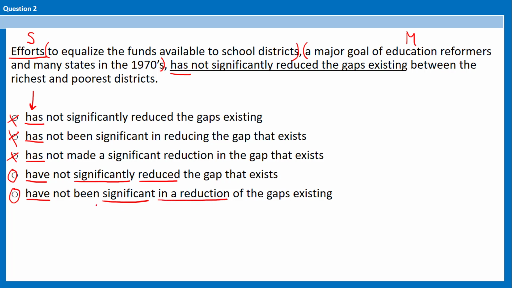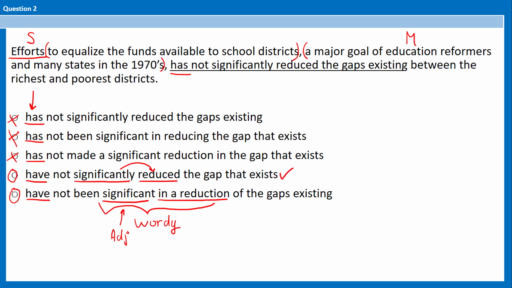Now focus on the last structure. This is worthy. You're using more words than you need. In addition, the last one changes the meaning dramatically. Why? Well, because significantly needs to modify reduced. In the last one, significant is an adjective, and significant is describing the efforts. You're saying that the efforts have not been significant, and that's wrong. They have not been significantly reduced. It's a completely different idea.